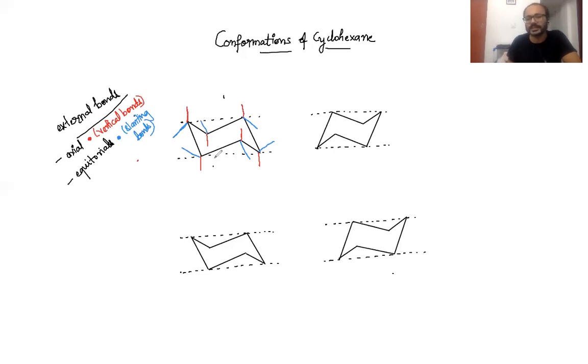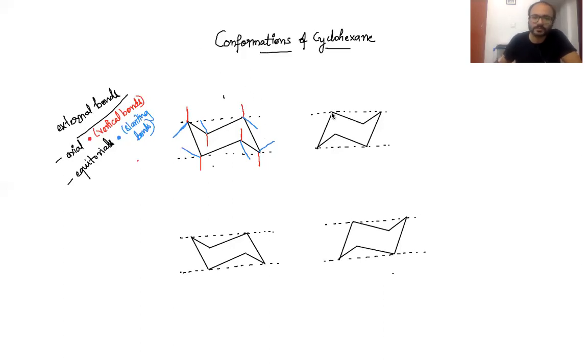Okay, so this is how you're going to make the axial and the equatorial bonds. So blue bonds are all equatorial bonds and red ones are all axial bonds. Now let me draw the same thing here as well. Okay, so let me start with the axial bonds.